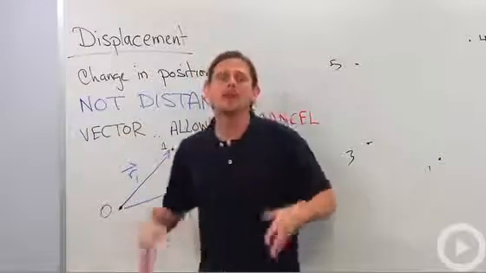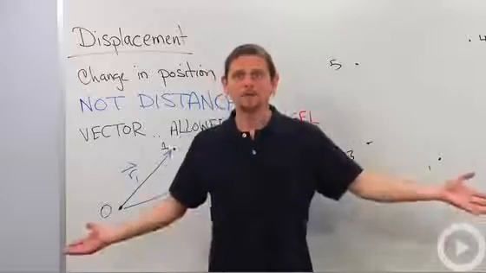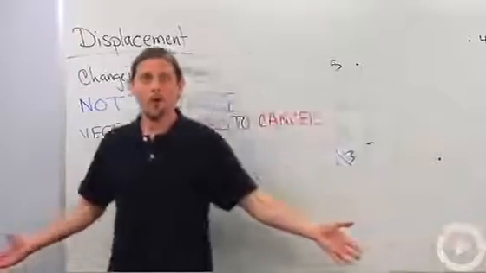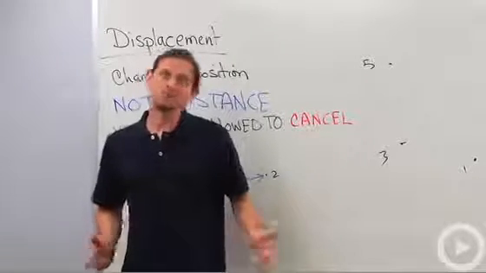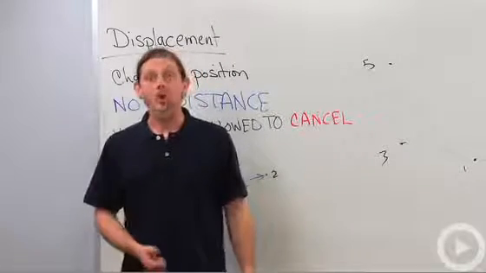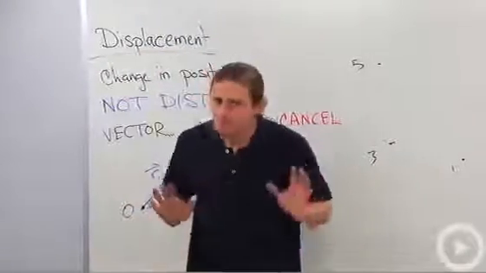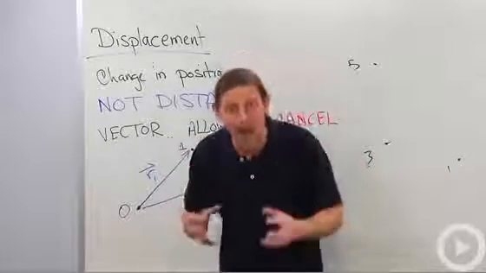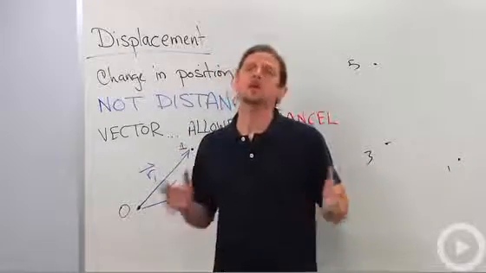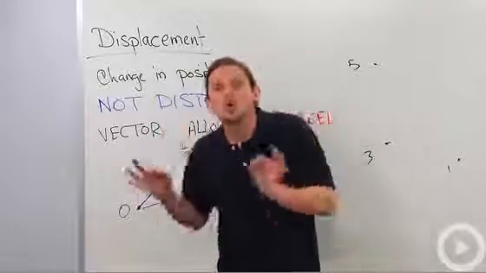Displacement is a vector. And what that means is that it's allowed to cancel. So for example, if I start right here and then I move over here, I have displaced myself about half a meter to the right, as far as I'm concerned, probably to your left. So displacement has a direction associated with it. You can't just say your displacement was 3 meters. Your displacement was 3 meters to the right.